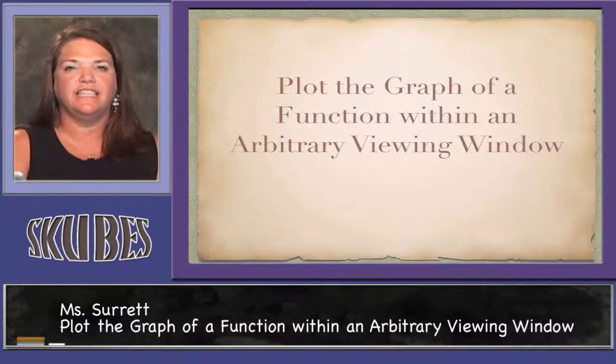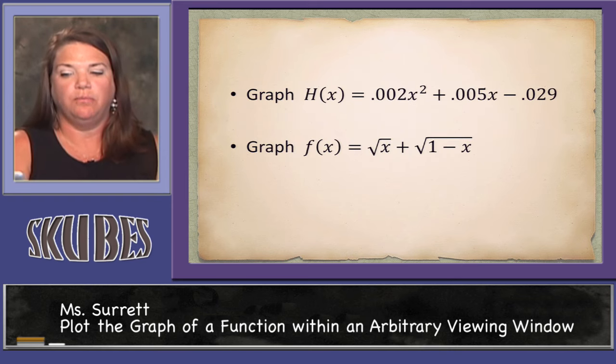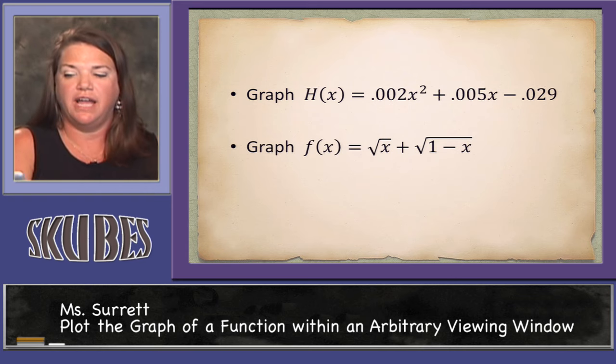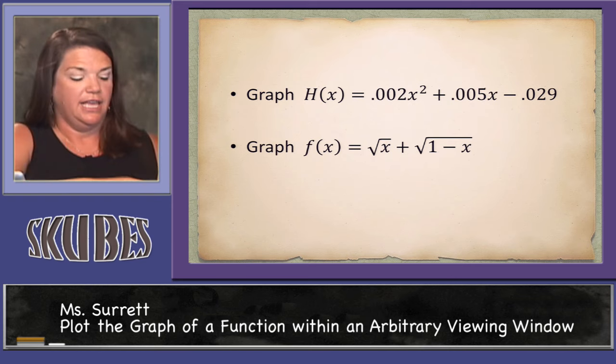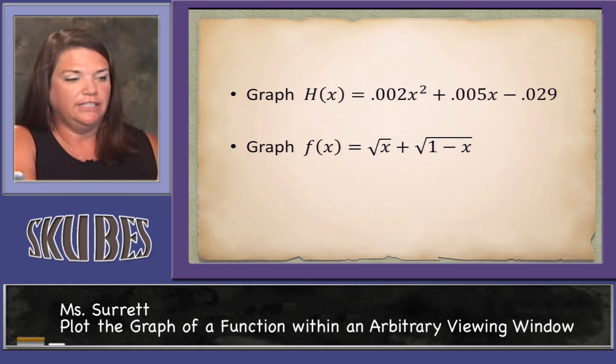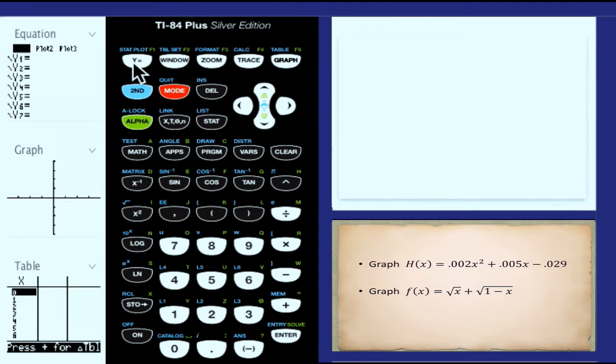Welcome to the lesson on plotting the graph of a function within an arbitrary viewing window. Let's start with h of x equals 0.002x squared plus 0.005x minus 0.029. You need to first notice that this is a quadratic function so that you can get an idea of what the graph should look like. Because it's a quadratic function, it's going to look like a parabola. It's going to open up because the coefficient of x squared is positive.